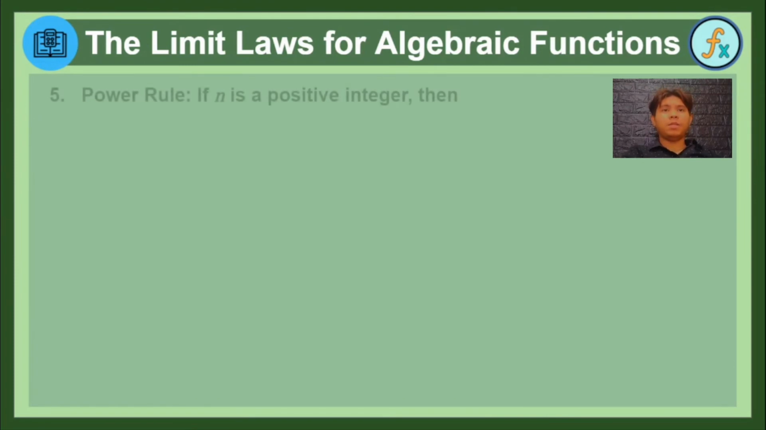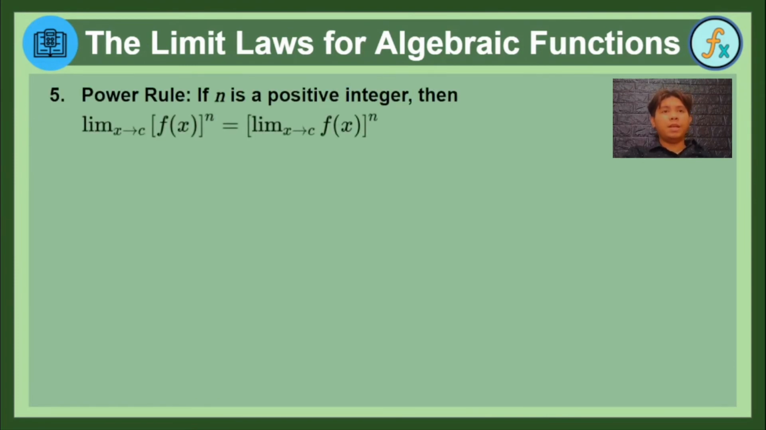The last limit law is the power rule. In this rule, it states that if n is a positive integer, then the limit of f(x) to the power of n as x approaches c is equal to the limit of f(x) to the power of n. To understand more about this concept, here are some examples.